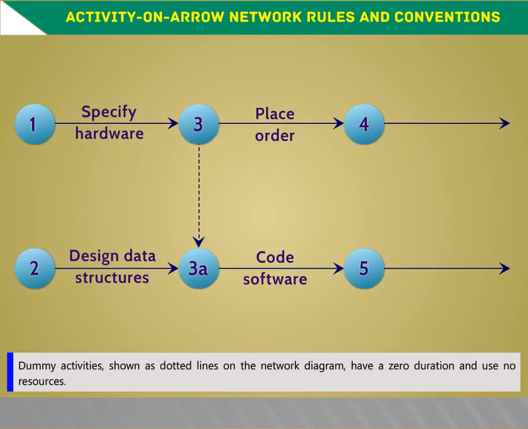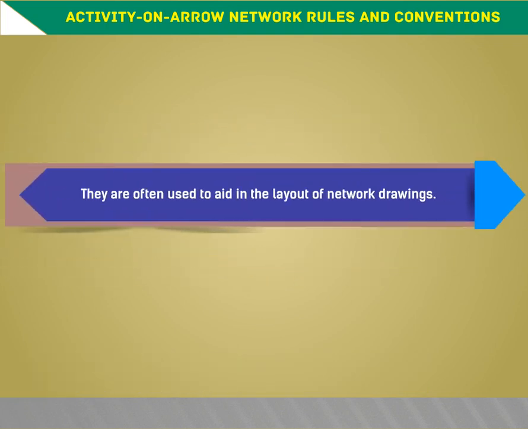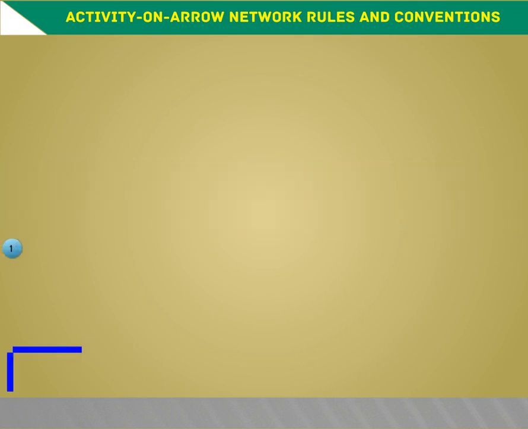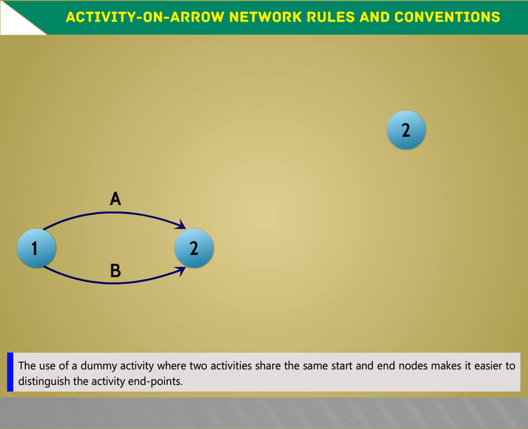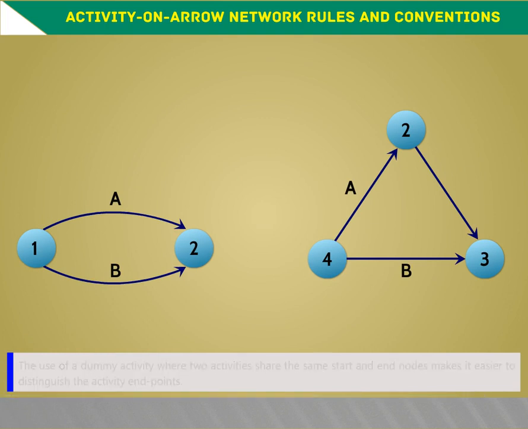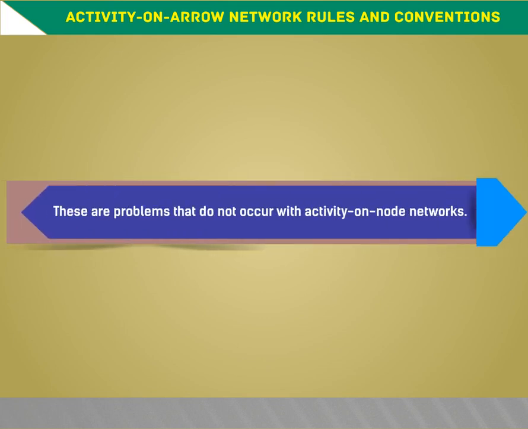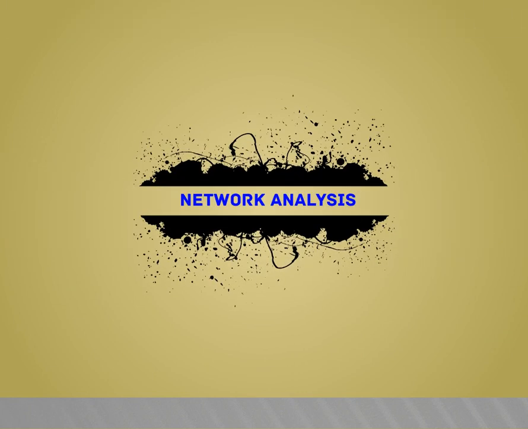Dummy activities are shown as dotted lines on the network diagram. They have zero duration and use no resources. They are often used to aid in the layout of network drawings, as in the use of a dummy activity where two activities share the same start and end nodes, which makes it easier to distinguish the activity endpoints. These are problems that do not occur with activity on node network analysis.